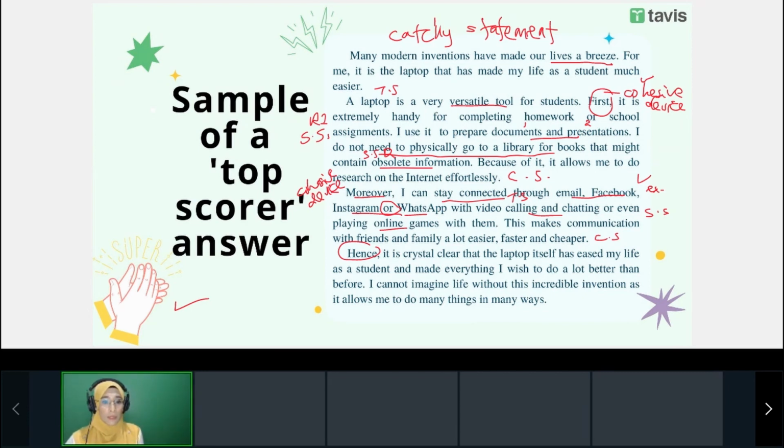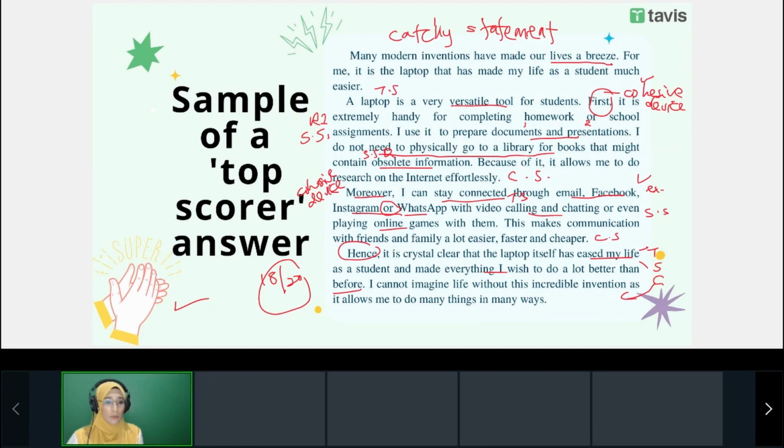So you can see crystal clear has eased my life as a student and made me. So he or she is applying the TSC in every paragraph. This is the concluding sentence. I cannot imagine life without this incredible. Then it has eased my life, that is the topic, made everything I wish to do a lot better. Right? This is the supporting sentence. Okay. So I would give this around 18 out of 20.